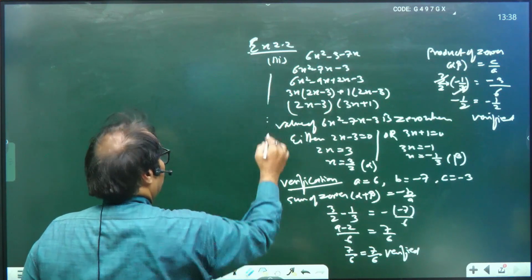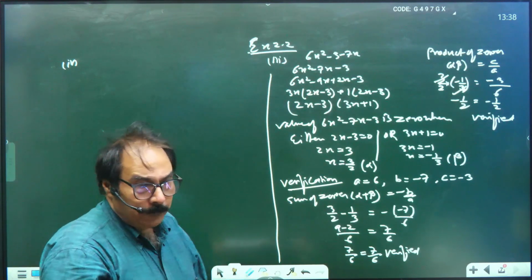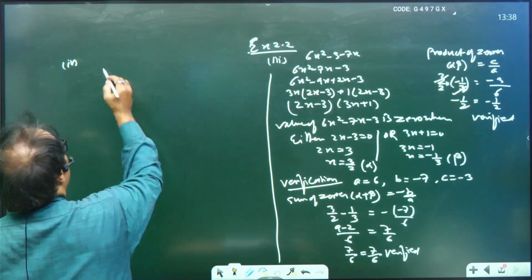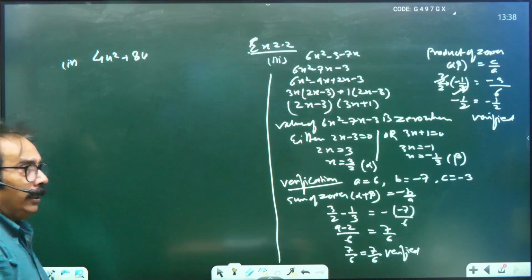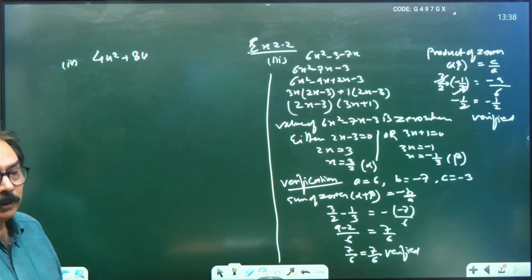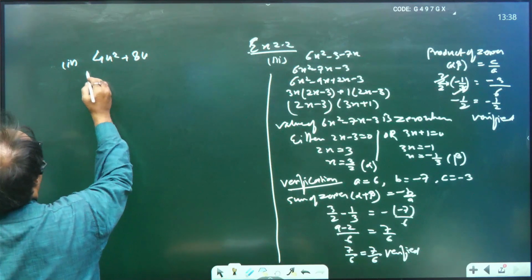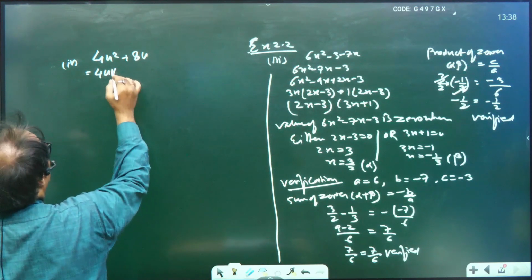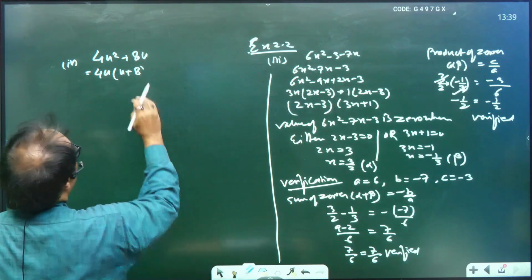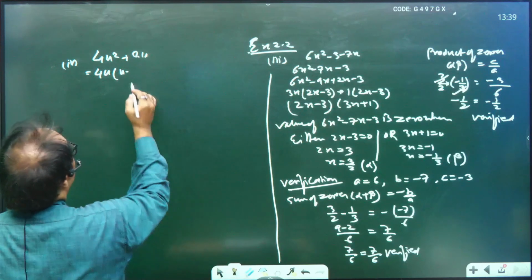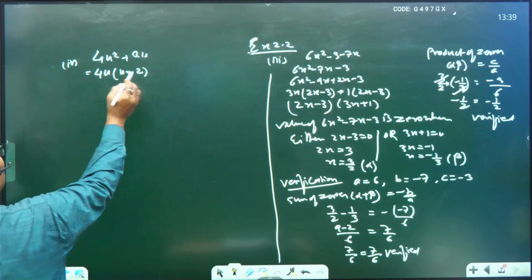Okay. So the fourth part, I will take the fourth part, and the fourth part is 4u square plus 8u. Here there are no three terms, there are only two terms. So first we will see the common. What is common? 4u is common. So what is left? u plus 2. So anyhow we got the two factors.